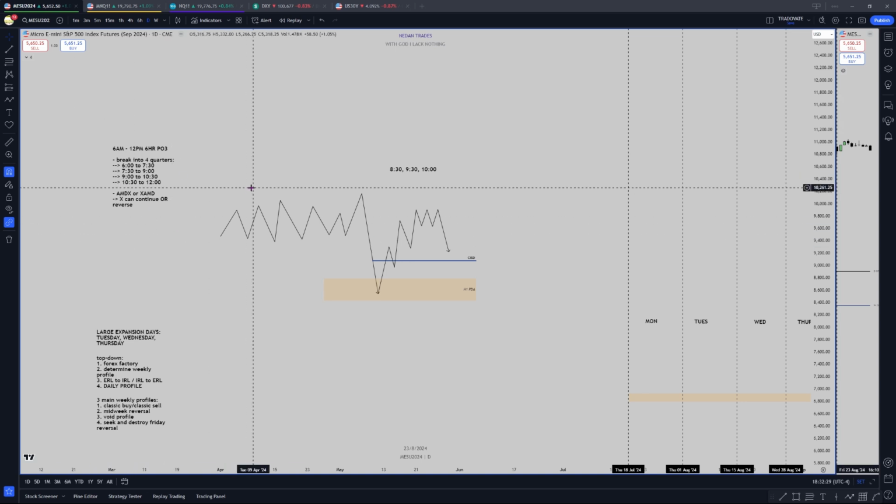It all depends on whether or not the higher time frame objective was met. So let's say by 9:50 we meet the draw on liquidity, 10 o'clock will reverse.